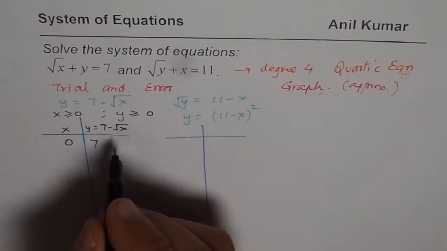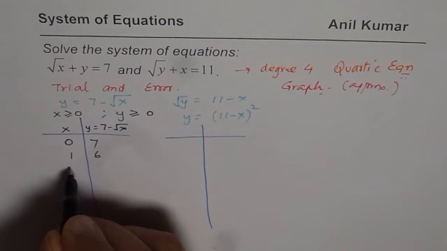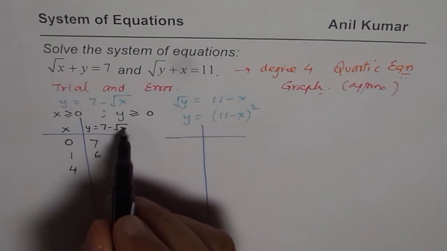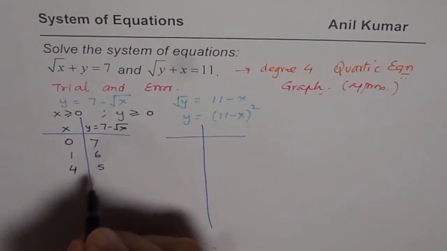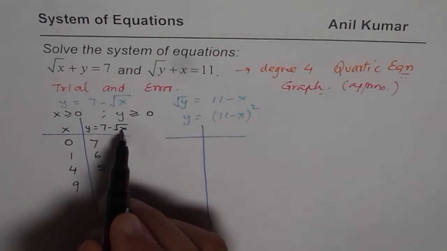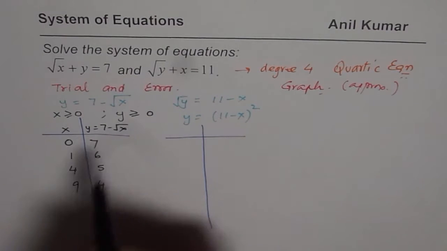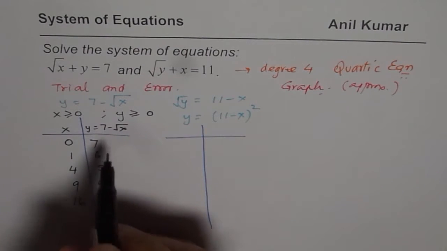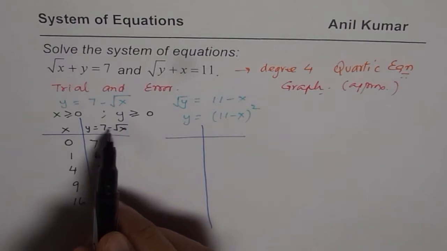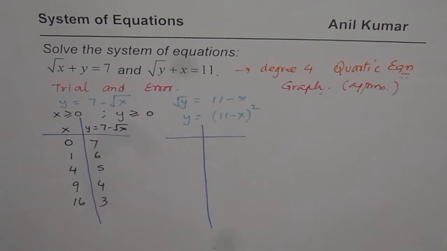The next value to take is of course 1. So it is 7 minus 1, which is 6. Then 4 is a good value. Square root of 4 is 2, and 7 minus 2 is 5. Then 9 is a nice value for square root functions, correct? So take 0, 1, 4, 9 and so on. Square root of 9 is 3, and 7 minus 3 is 4. You could also take 16 as the next number. Square root of 16 is 4, and 7 minus 4 is 3. So that is how you get the values for y from the given values of x.